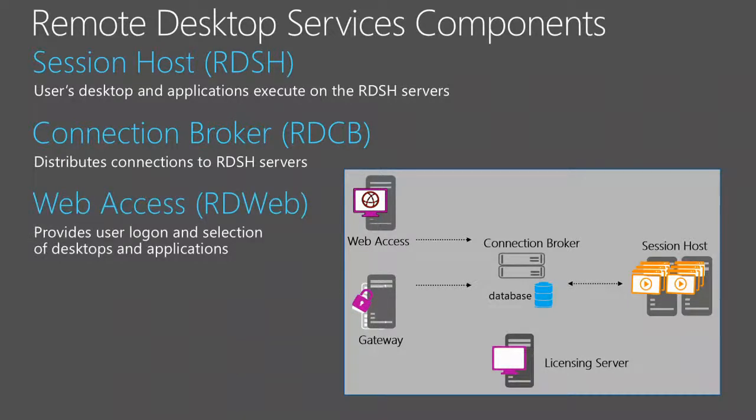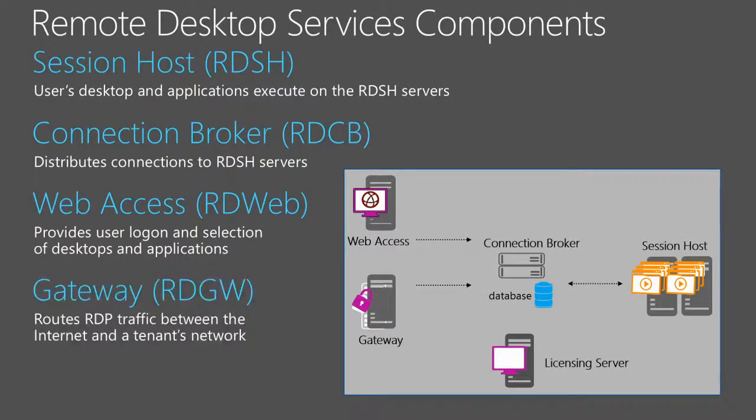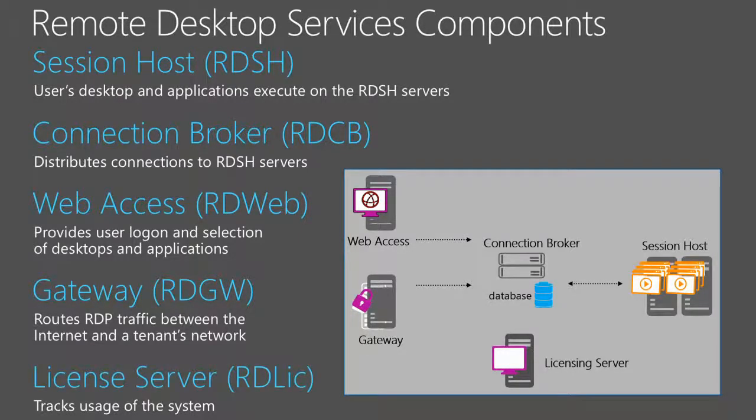We have an RD Web Access component that gives you a portal that users can connect to and log in from a browser, and then download an RDP file we publish that they can use to connect to whatever resources, whether desktops or apps, are in the deployment. We have a gateway component, and this allows a secure connection from the public internet, for example, to access that deployment, whether it be in the Azure cloud or a partner-hosted cloud. And then finally, we have our license server, which helps administrators track usage of the system.